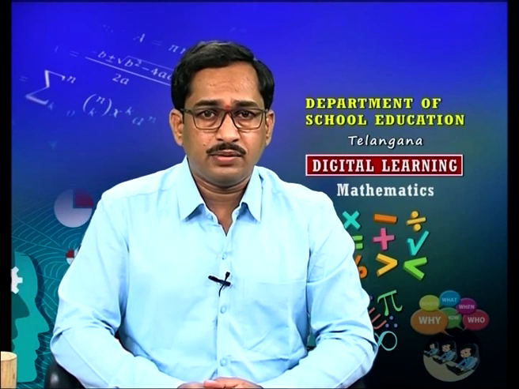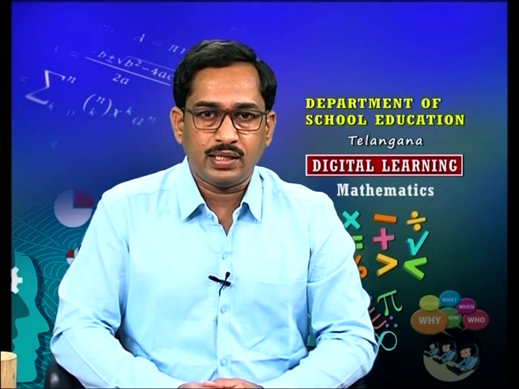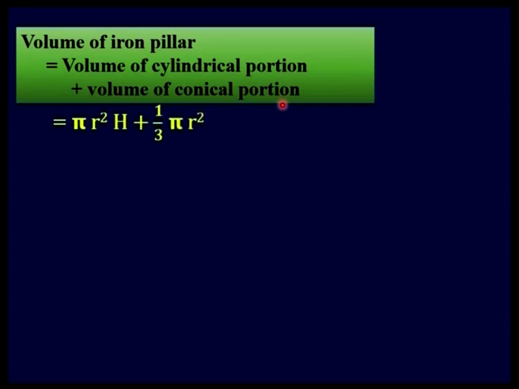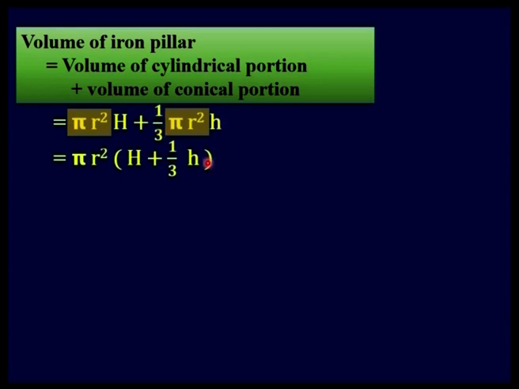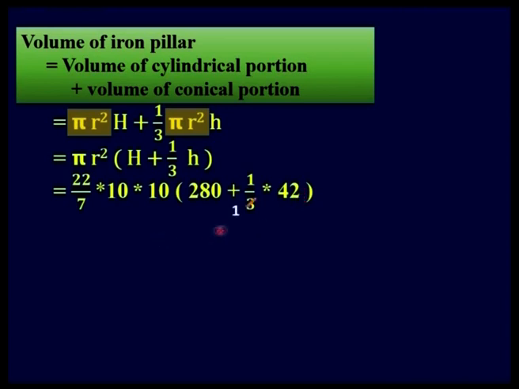Now, children, what is the formula of volume of a cone and volume of cylinder? Yes, the volume of cylinder formula is pi r square h plus volume of cone formula 1 by 3 pi r square h. Now, write the formulas: pi r square h plus 1 by 3 pi r square h. Write the remaining: pi r square, h plus 1 by 3 into h. Now, children, substitute the values. Pi value 22 by 7, r is the radius 10 into 10, r square means 10 into 10. Height of the cylinder is 280 plus 1 by 3 into small h, the height of the cone, 42. Now, see the cancellations: 3 ones are 3, 14s are 42. 10 into 10 is 100, 100 into 22 is 2200 by 7. Next, here 280 plus 14 is 294.